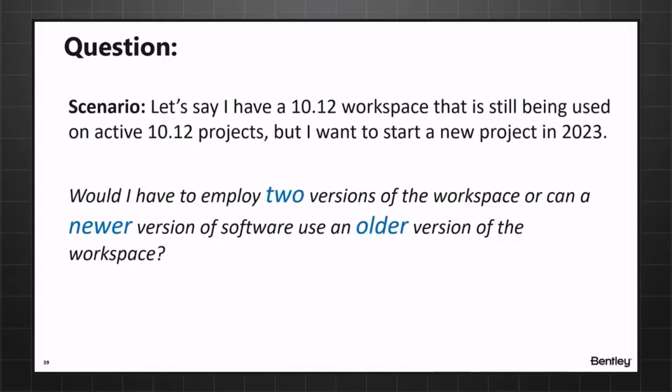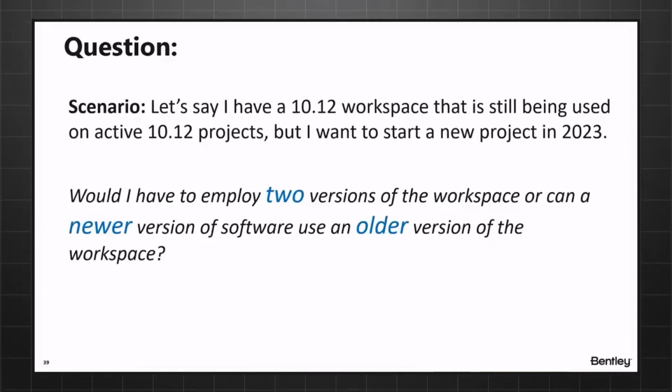Let's say, for example, that I've got a 1012 workspace, and I'm still using that workspace on 1012 projects. I've got a couple of projects that I'm finishing up that are in 1012, and I get assigned a new project, and I decide, you know what, I want to do this project in 2023. So I'm going to have a 1012 version on my machine and a 2023 version. Would I have to create two versions of the workspace, or can I just use one version? In other words, can I start a new project in 2023 that uses the 1012 workspace?